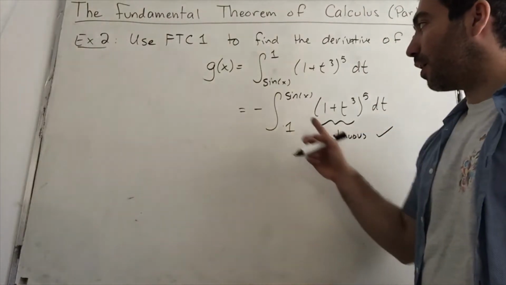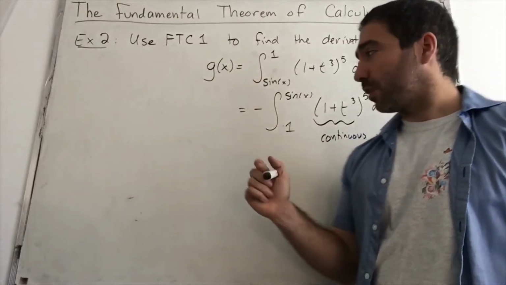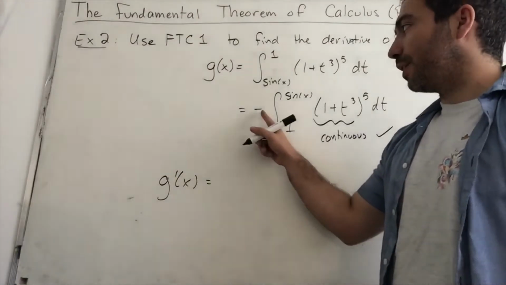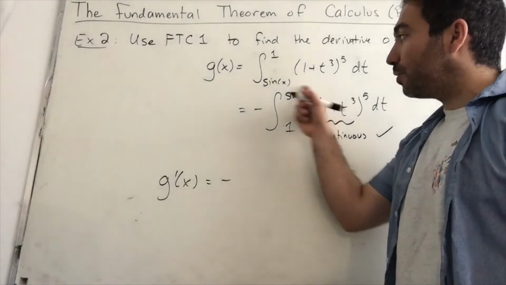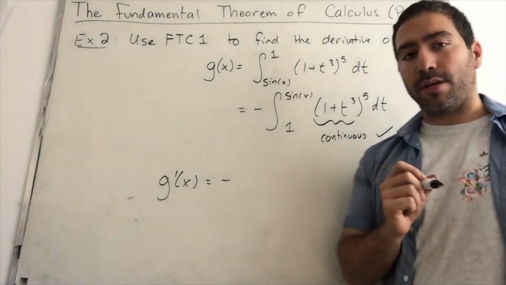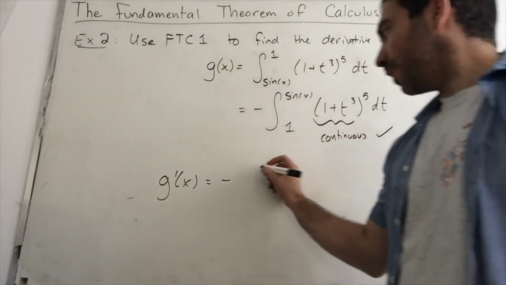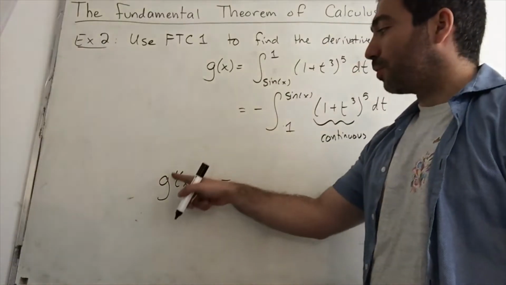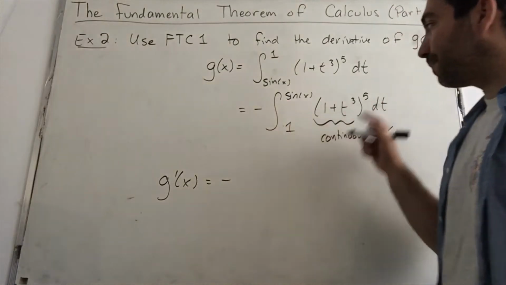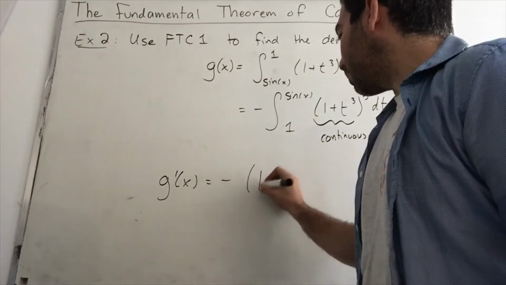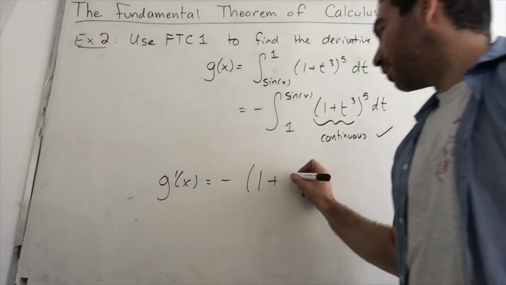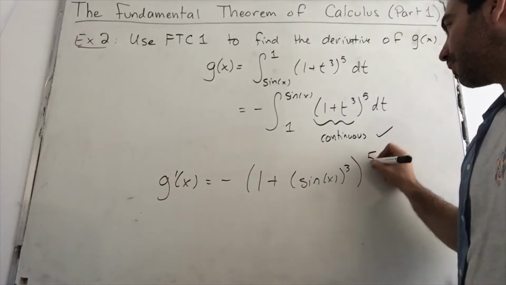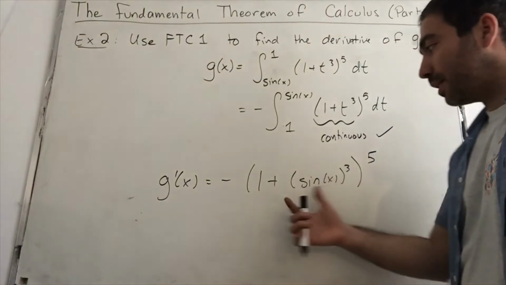Next, what we have to do is take the derivative. Okay, so to find g prime of x now, we have our negative that's there, and we essentially just substitute the upper bound into our function f of t. So we remember that the integral and the derivative are inverse operations of one another. So when I take the derivative, it cancels out the integral sign, and it leaves me with 1 plus, but instead of t, we're writing the upper bound, sine of x, this thing cubed, all to the 5. Okay, and this here is the derivative.